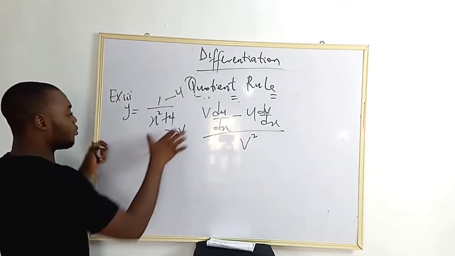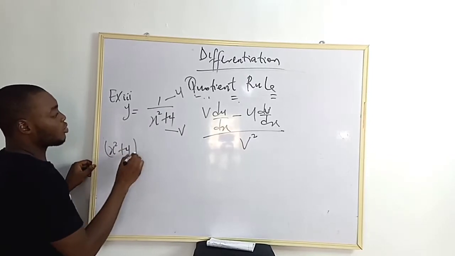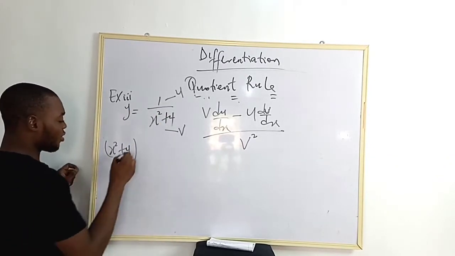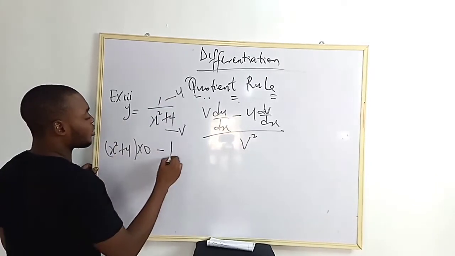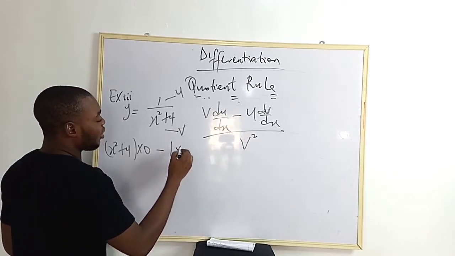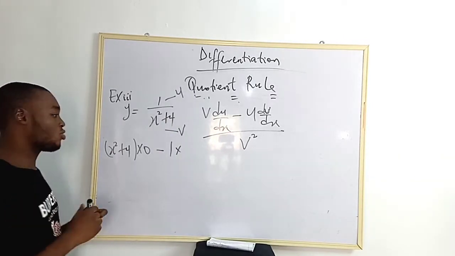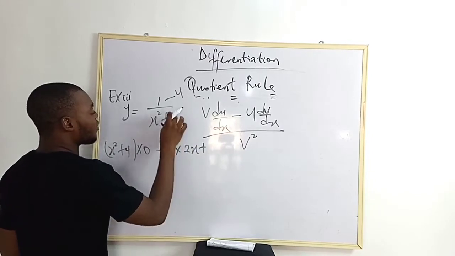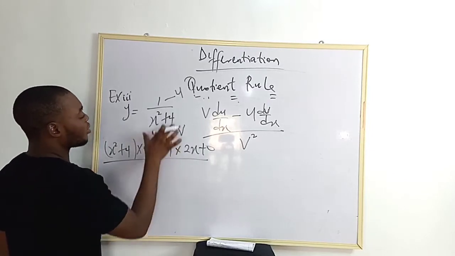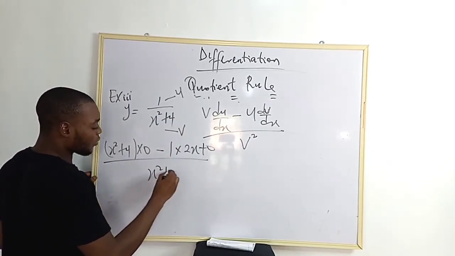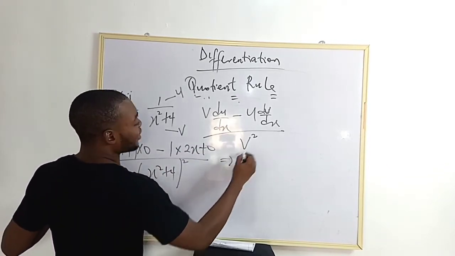Bring this v. Our v is x squared plus 4, into bracket, differentiate 1. The derivative of 1 is 0. Minus our u, which is 1, times, into bracket, the derivative of the denominator. The derivative of x squared is 2x, plus the derivative of 4, which is 0. All over v, which is x squared plus 4, everything squared.